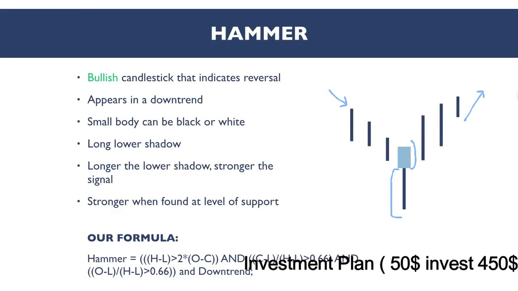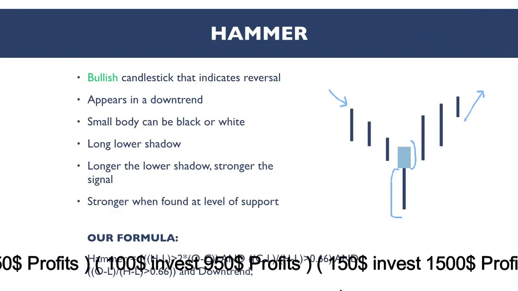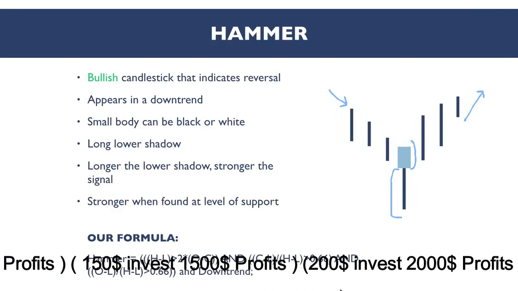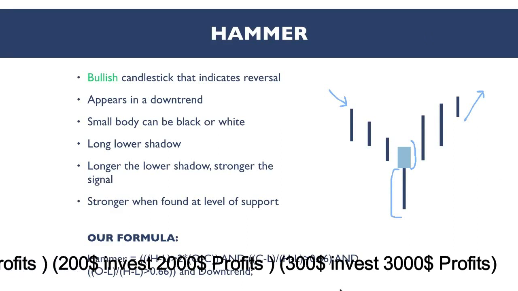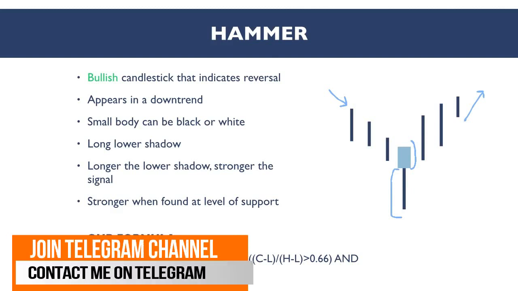So this pattern shows that sellers have taken the market down, but buyers have bought it back up and the market has finished near to where it started. So this indicates that momentum is slowing and a new uptrend may be about to take place. It also suggests the market may be hammering out a bottom.